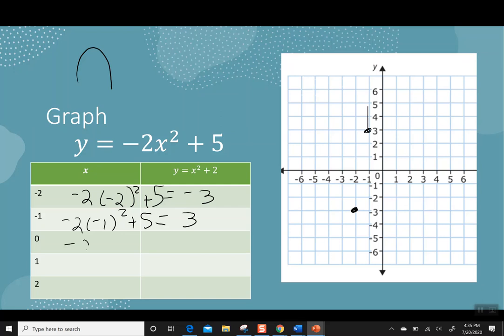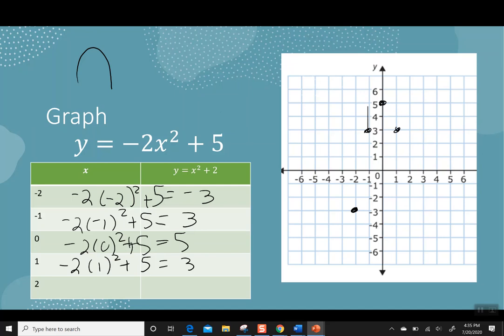Let's plug in 0. Negative 2 times 0 squared, plus 5. 0 is the best number. Really easy. I just get 5. So way up here. All right. What should happen now is I want to see this thing come back down. So let's try 1. I have negative 2 times 1 squared plus 5. So negative 2 plus 5 is 3. That's good news. See how I've turned it around?